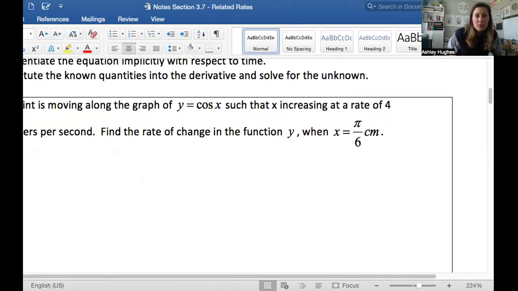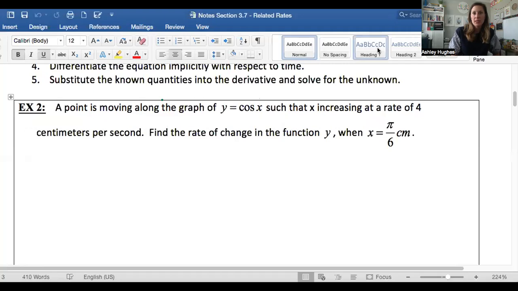Wait, where's my Zoom? Sorry, it always takes away my tools whenever I change the screen. All right, now hopefully it's back.